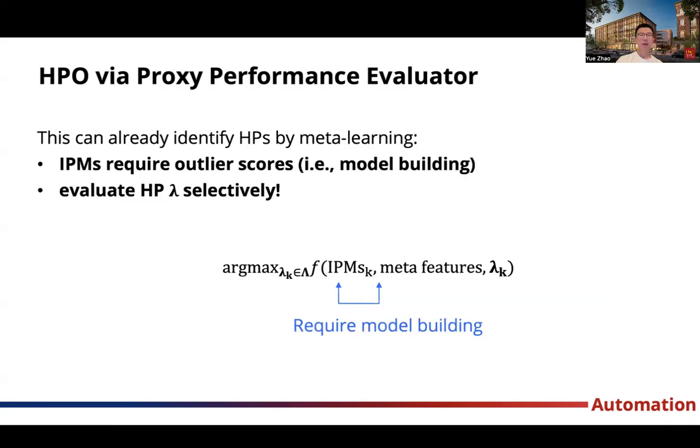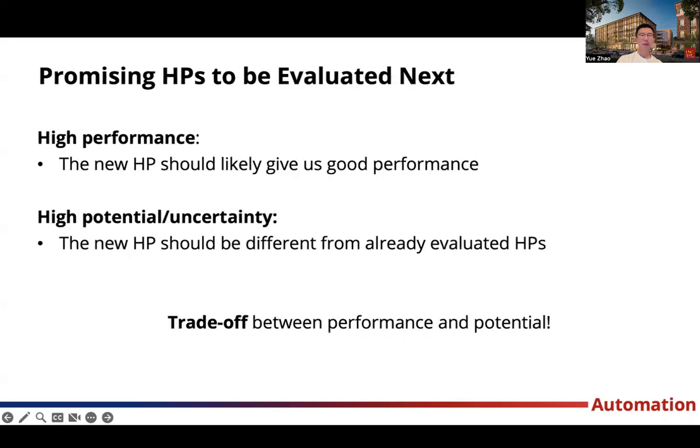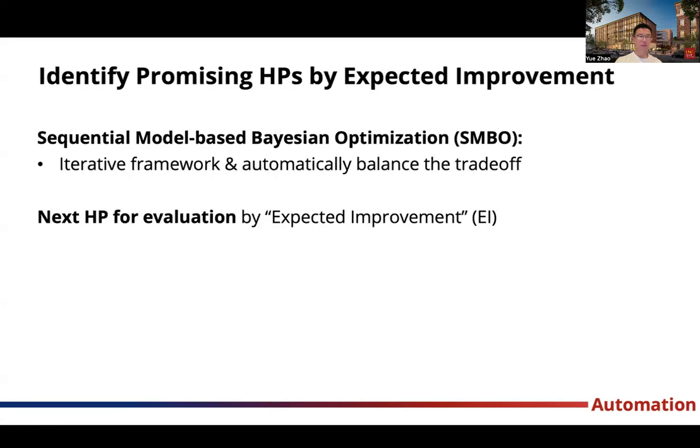So therefore, we want to identify the hyperparameters which are promising. And so we want to evaluate hyperparameters lambda selectively rather than randomly. So what can a promising hyperparameter be? It should be high performance, which means it should likely give us good performance. It should also be high potential, which means it should be different from the already evaluated hyperparameters. So there's a trade-off between the performance and the potential.